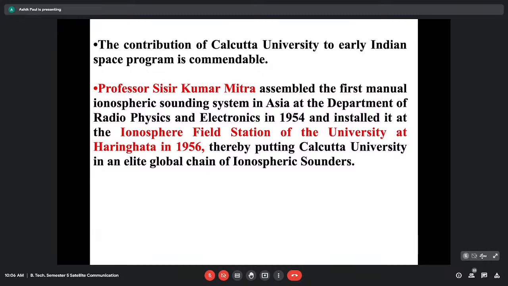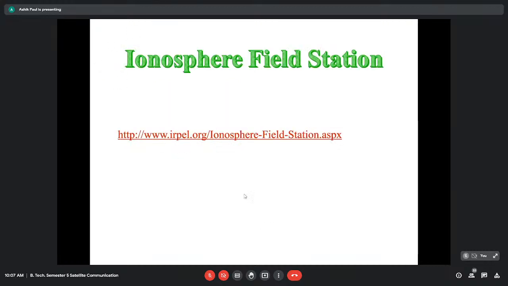As I was mentioning, Professor Shishir Kumar Mitra assembled the first manual sounding system in Asia. This was a high power transmitter and receiver. We have read some of it in our radio wave propagation class. He installed it at our field station of the university, which is located close to Horinghata, the dairy farm of Horinghata, right next to Bidhan Chandra Krishi Vishwavidyalaya. That was the first time in Asia that such a system was developed. We can find details about our field station on our departmental website. Of course, this website is now undergoing some changes, I learned.